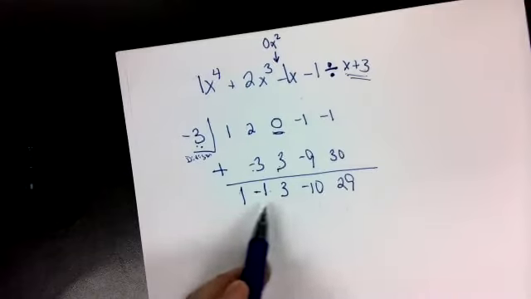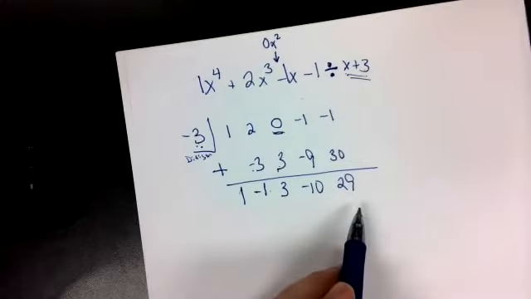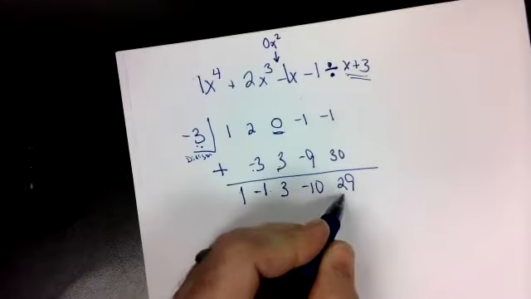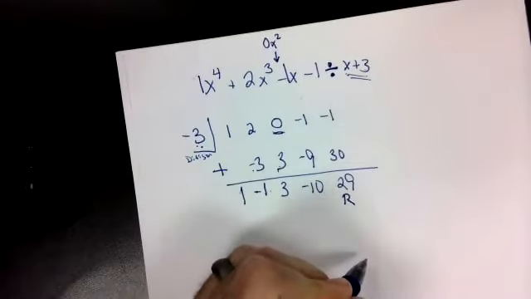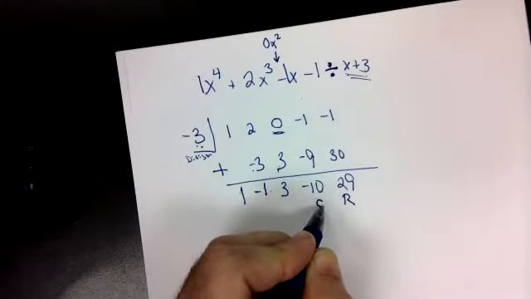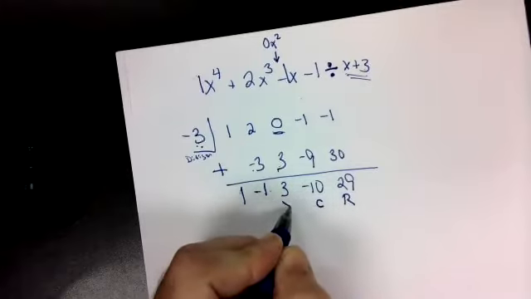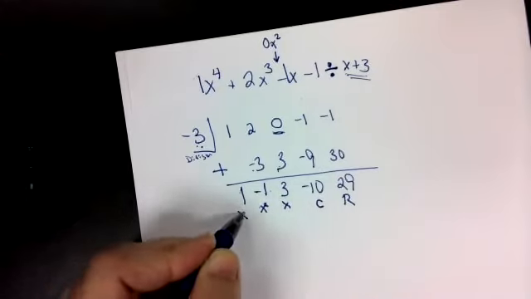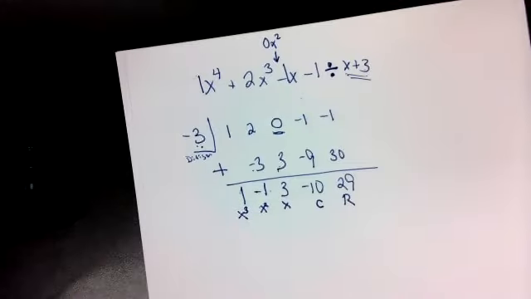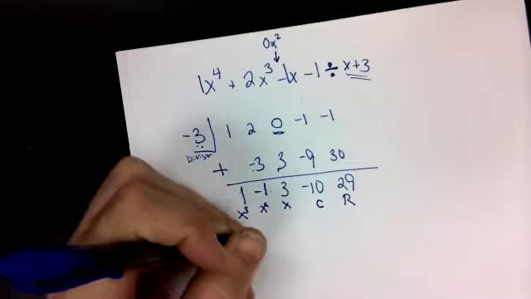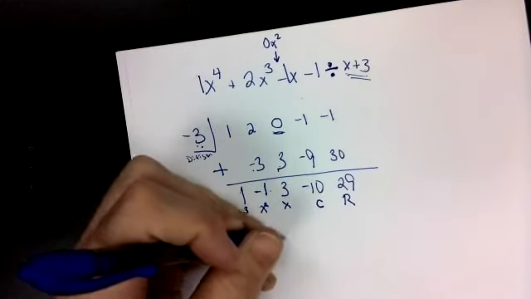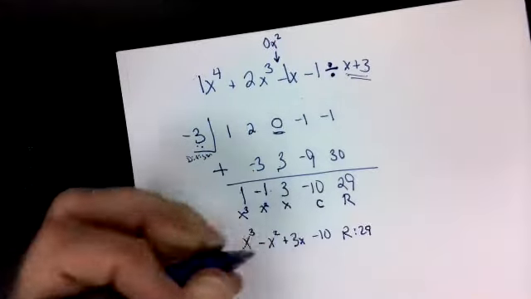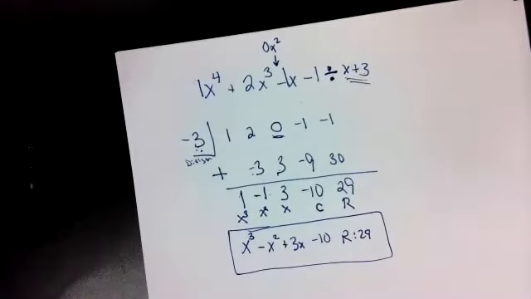Then we've got to take this and rewrite it as a usable answer. So again, working backwards from right to left, this number is my remainder. This number is my constant. This will be my x term. This will be my x squared. And this will be my x to the third. So when I rewrite this, I get 1x to the third minus 1x to the second plus 3x minus 10 with a remainder of 29.